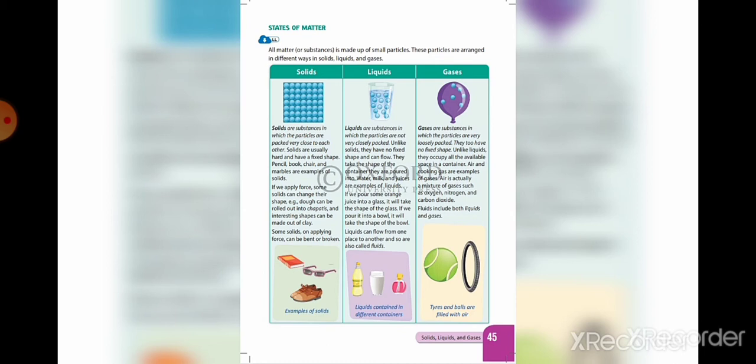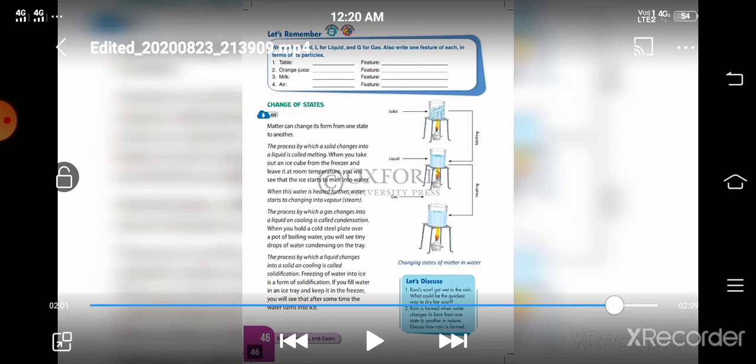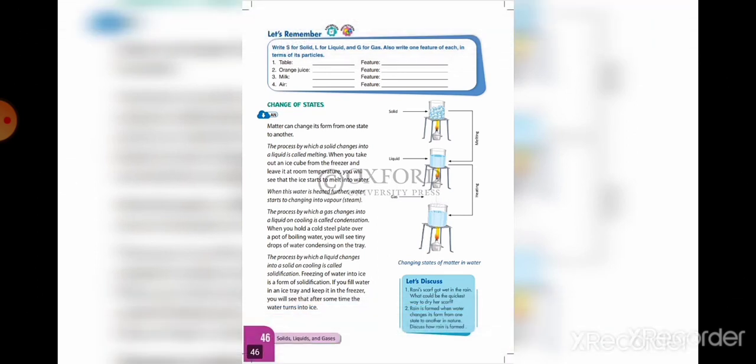Fluids include both liquids and gases. So fluids are both the liquids and the gases. For example, when air is filled in a ball, it takes the shape of the ball. When air is filled in a tube, it takes the shape of the tube. So children, hope you have understood solids, liquids and gases, right?